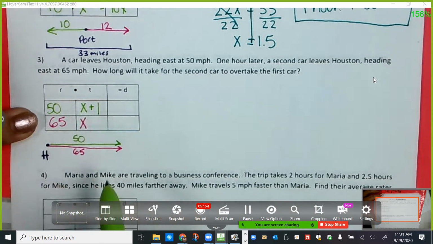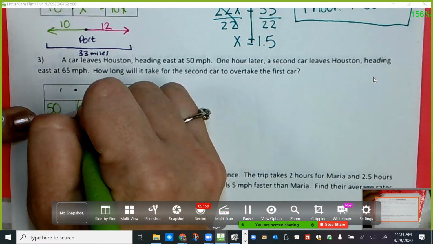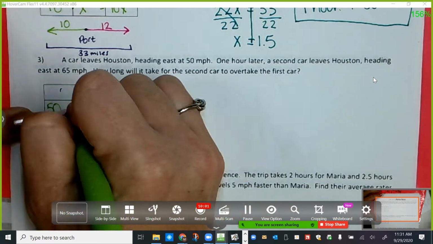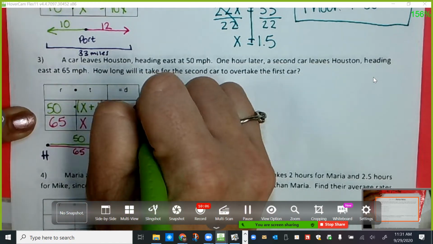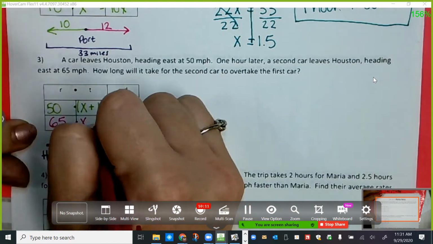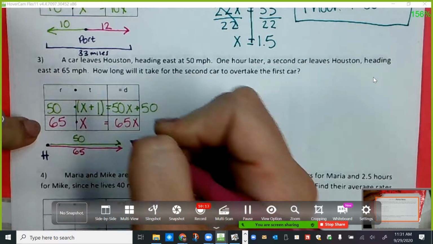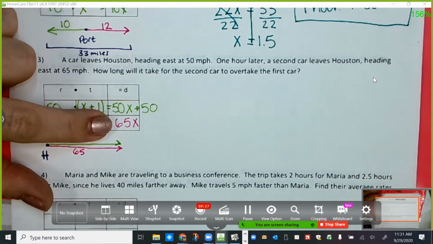Now we are going to multiply. So again, this one has a plus, so we actually have to distribute. What's 50 times x? 50x, and then 50 times 1 is 50. And then down here, 65 times x is 65x. Now, do we even know the total distance? No. So we have no purple line here. But what do we know about the green and pink? They're equal. So can I set this distance equal to this distance? Yes.